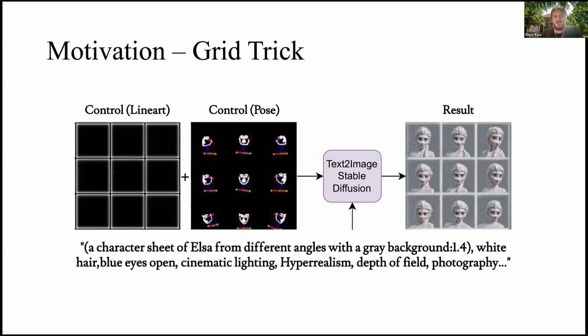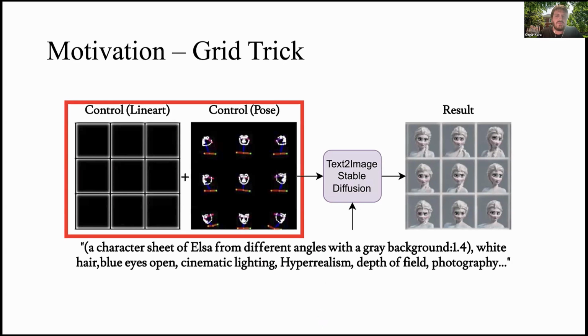Yeah, so the motivation of our work comes from a phenomenon called the grid trick, which is also known as the character sheet, and which is a popular hack in the art community. So this approach allows for applying a consistent style to all images in a grid using a text-to-image stable diffusion, as shown in this figure.